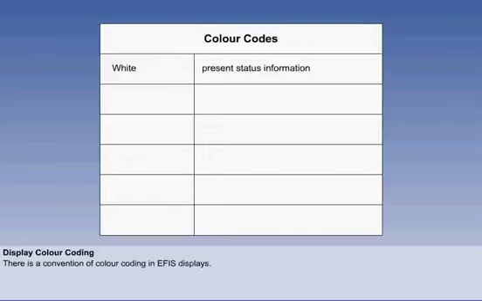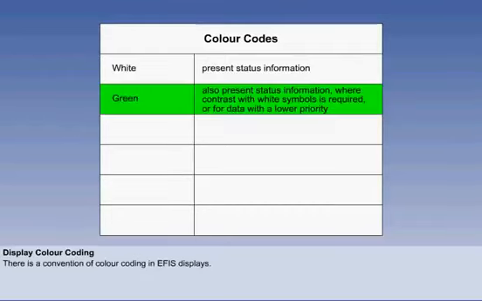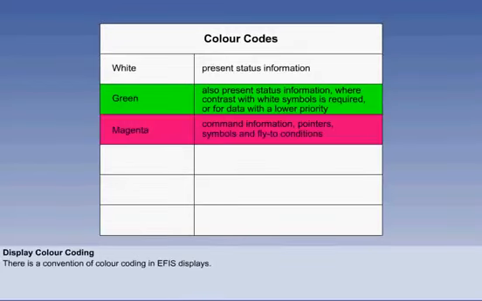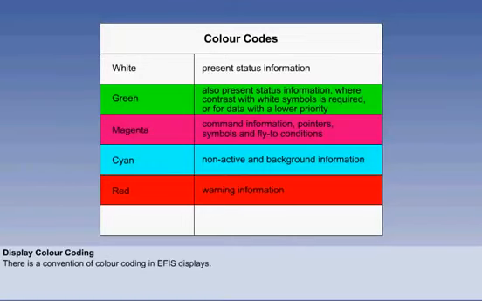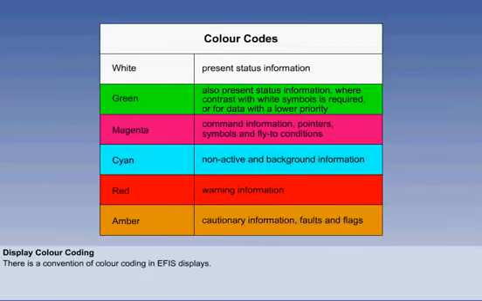Let's look now at the colours generally used in EFIS. White denotes present status information. Green is also used for present status information, where contrast with white symbols is required, or for data with a lower priority than white. Magenta is used for command information, pointers, symbols, and fly-to conditions. Cyan is used for non-active and background information. Red denotes warning information, and amber is used for cautionary information, faults and flags.